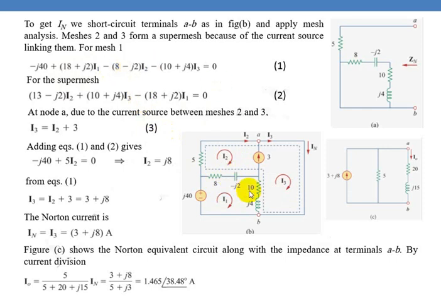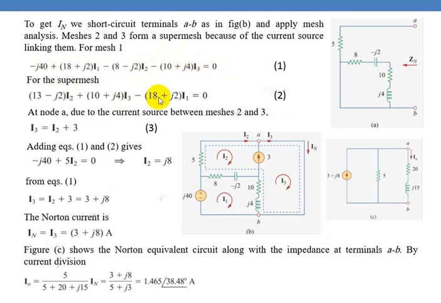Coming to I3, you have to consider which resistance and reactance are common between first mesh and third mesh, that is 10 plus J4. So you see the current directions, they are opposite. So you have to write minus 10 plus J4 into I3 is equal to 0. So the algebraic sum of the voltage drops across the elements is equal to 0.